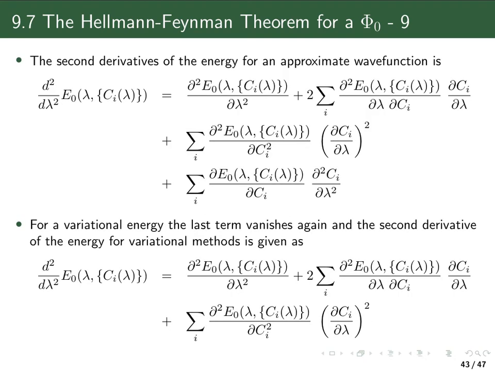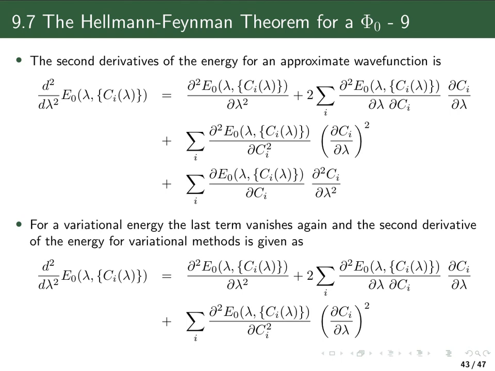To conclude this chapter, let's look at the second derivatives of the energy for approximate wave functions. Taking the first derivative of the energy with respect to lambda gave us two terms. It gave the direct derivative of the energy with lambda, and then from the chain rule, it gave us a term where we had the sum over all the derivatives of the energy with respect to the wave function parameters times the derivative of the wave function parameters with respect to lambda. And now we have to take once more the derivative with respect to lambda of that. So again, for the direct term, we just get the second derivative of the energy with respect to lambda. And from the other term, because of the chain rule, we will get three terms.